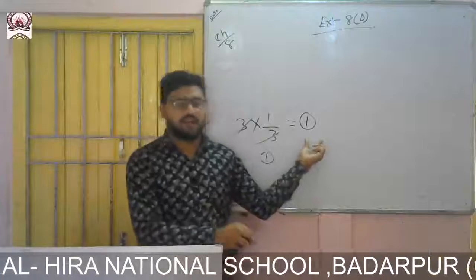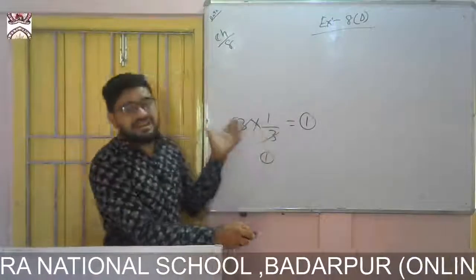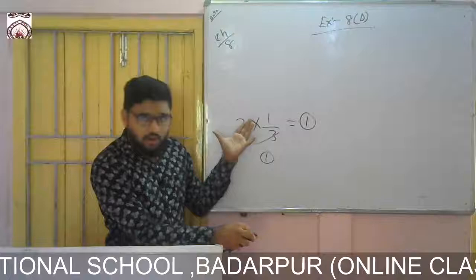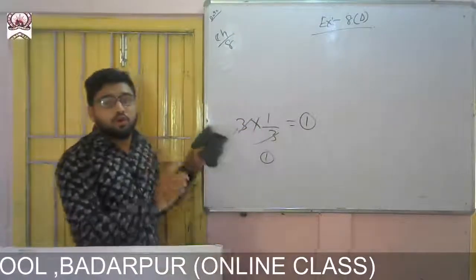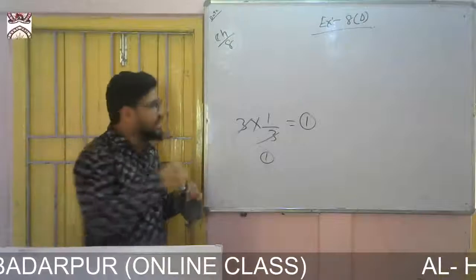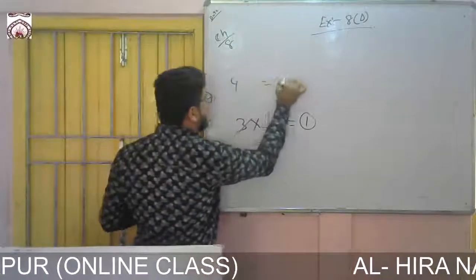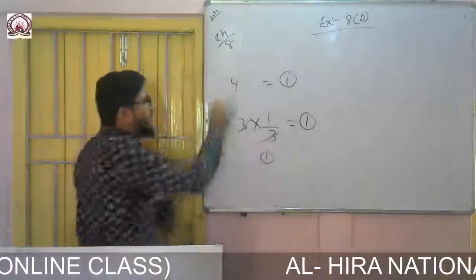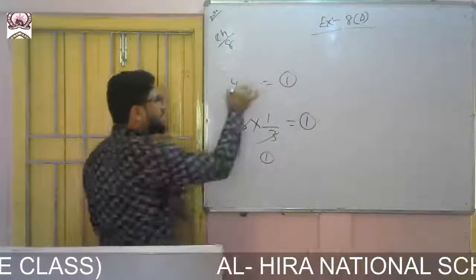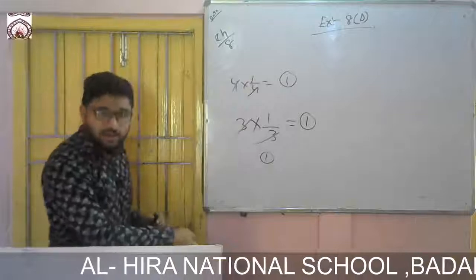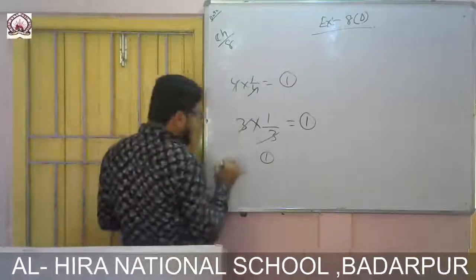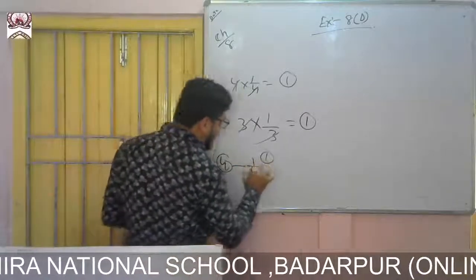Suppose a number is given, 4. From 4 I need to get the answer 1. So what should be multiplied with 4? Yes, 1 by 4. If I cancel, I shall get 1. So the reciprocal of 4 will be 1 by 4.